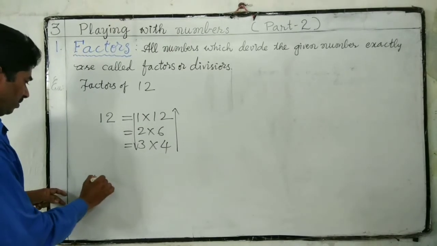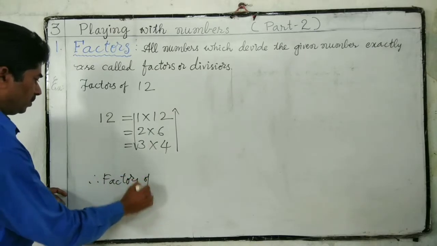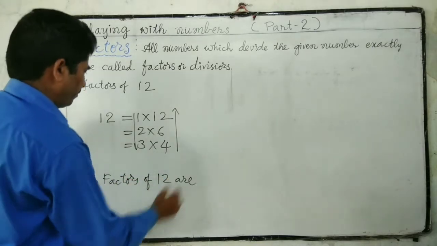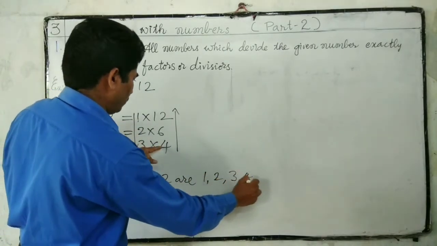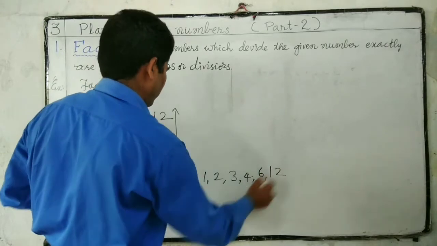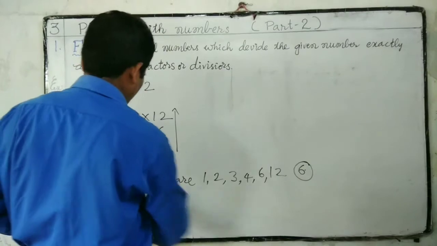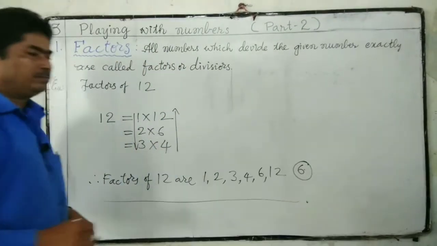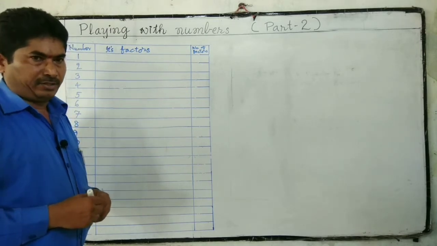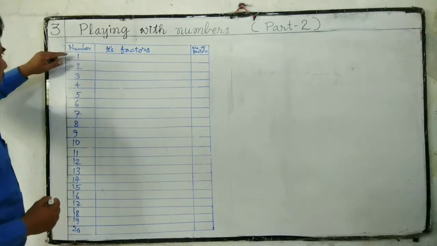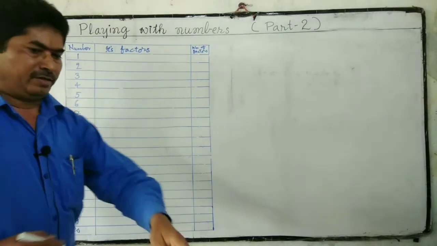Therefore, factors of 12 are 1, 2, 3, 4, 6, 12. In total, it has 6 factors. Here we have a very important table to learn and practice. Let us see: number, its factors, number of factors.